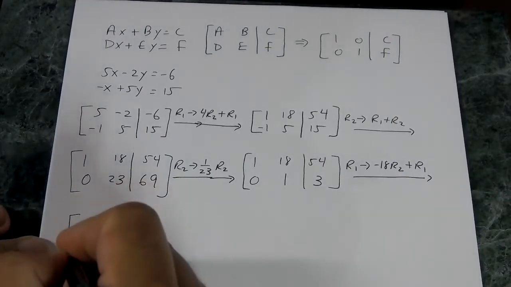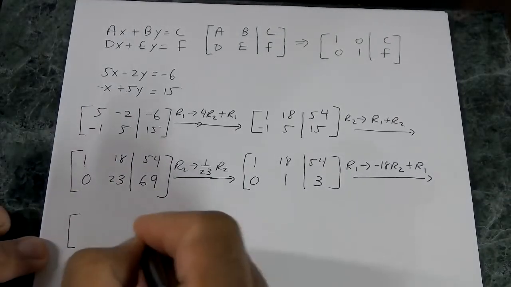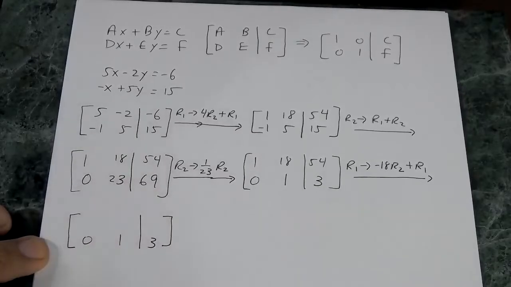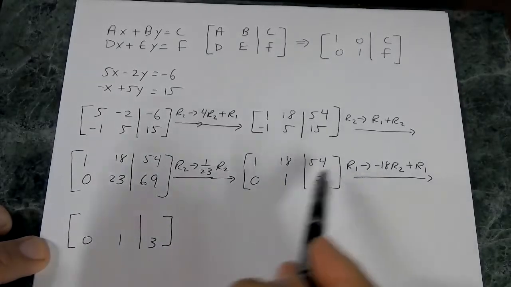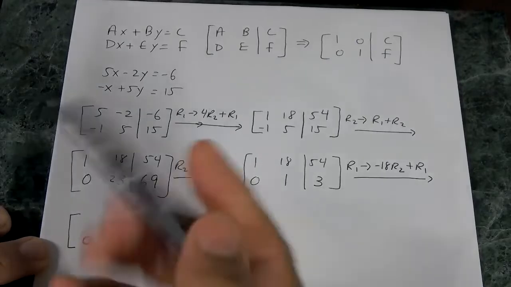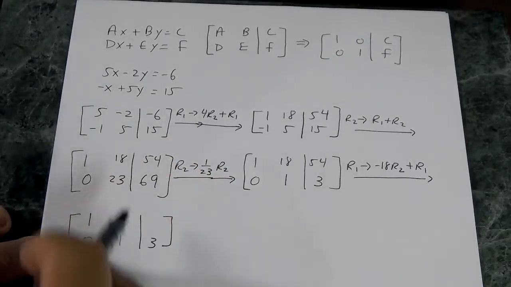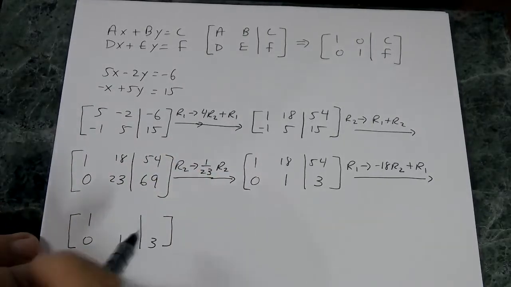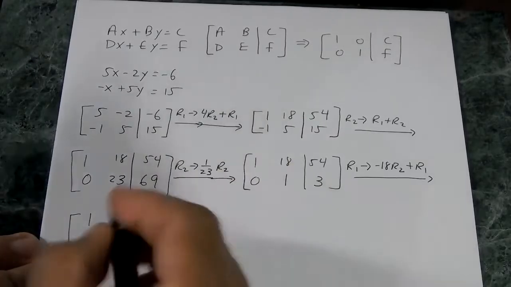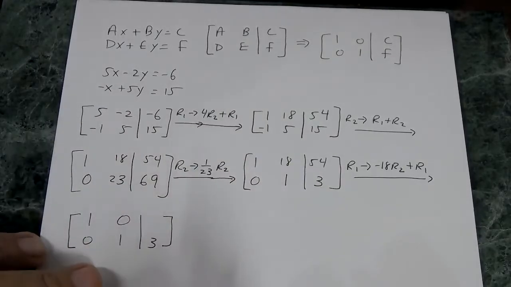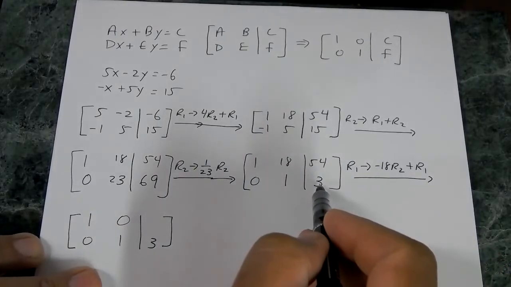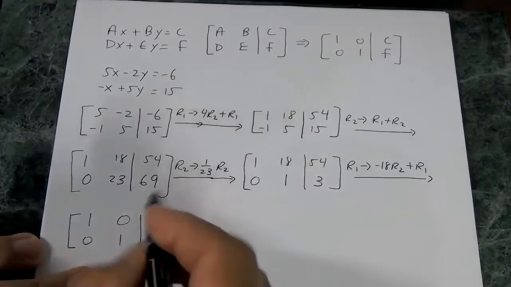So technically, I'm just changing row 1. All right. Negative 18 times 0 is 0, plus 1 is 1. That's what's good about it. It doesn't change that. Negative 18 times 1 is negative 18, plus 18 is 0. That's good. Negative 18 times 3 is negative 54, plus 54 is 0.